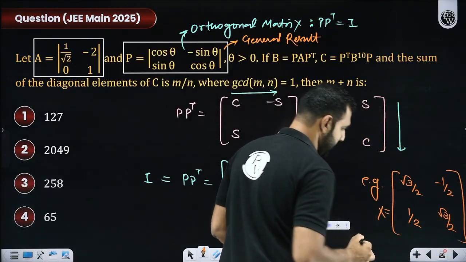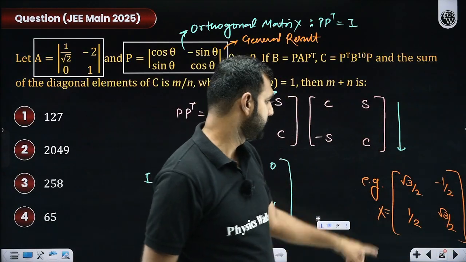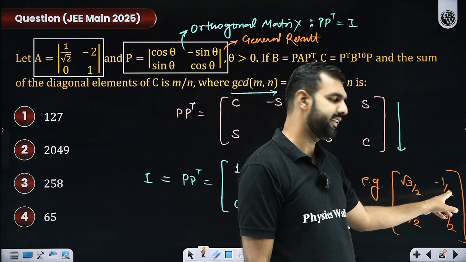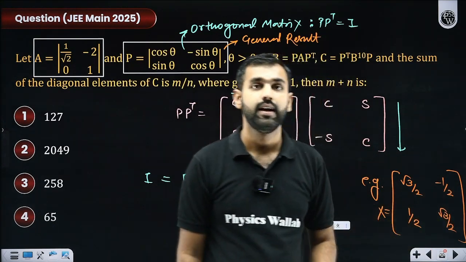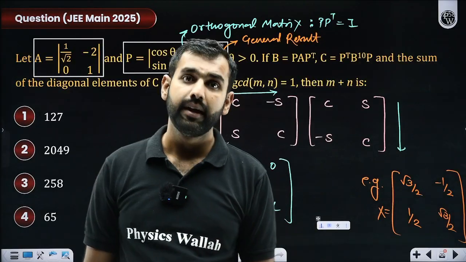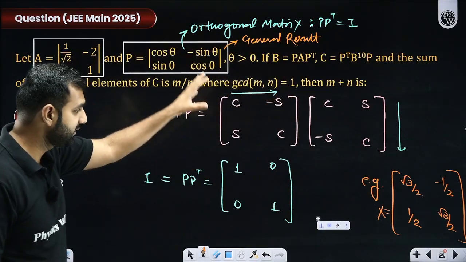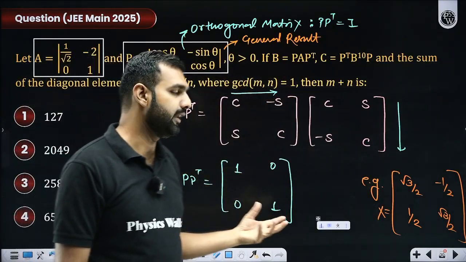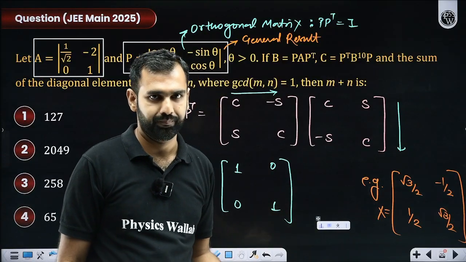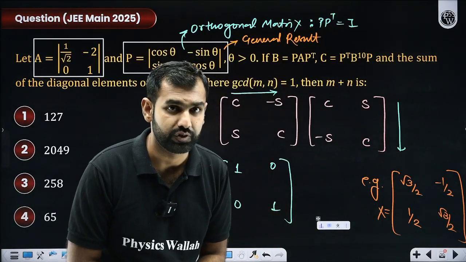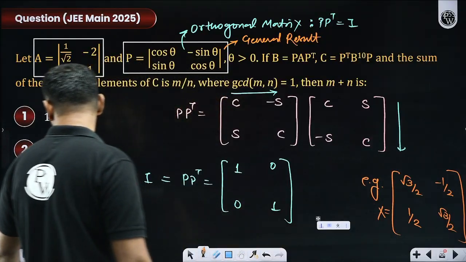I'm given this matrix X, and if I could realize that this is of the form cos theta, minus sine theta, sine theta, cos theta, I won't be wasting my time and I'll be concluding that X is an orthogonal matrix. And if X is an orthogonal matrix, I will be using its results directly. Will you remember this pattern first of all? Tell me honestly. Now, let's get back to this question.